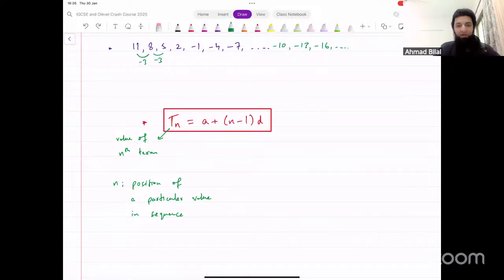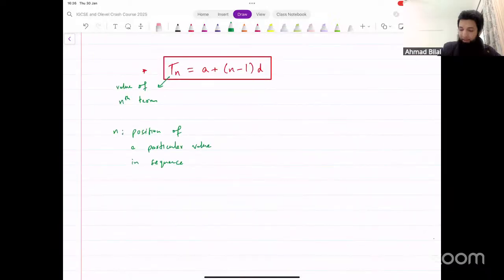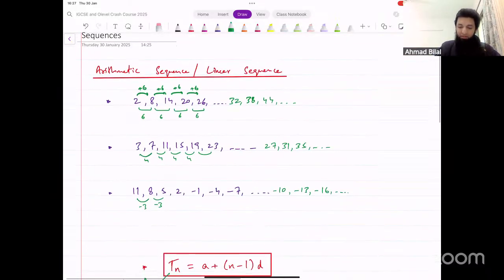Okay. What about a? A stands for the first term of the sequence. And d is the common difference between the terms. Using this formula, what we can do is we can find the nth term of an arithmetic sequence, a linear sequence. Now, what's an nth term?